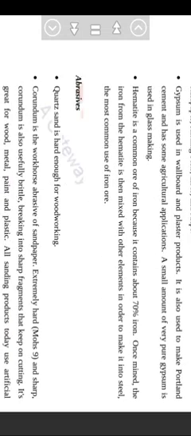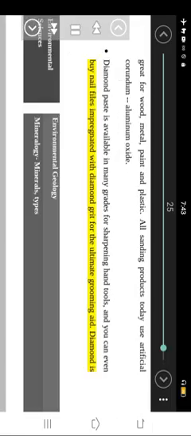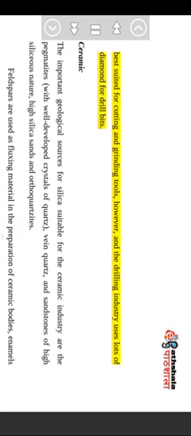Diamond paste is available in many grades for sharpening hand tools, and you can even buy nail files impregnated with diamond grit for the ultimate grooming aid. Diamond is best suited for cutting and grinding tools, however, and the drilling industry uses lots of diamond for drill bits.